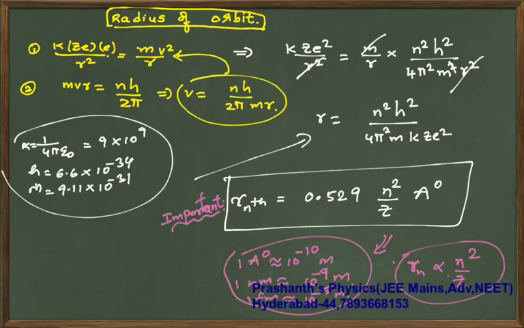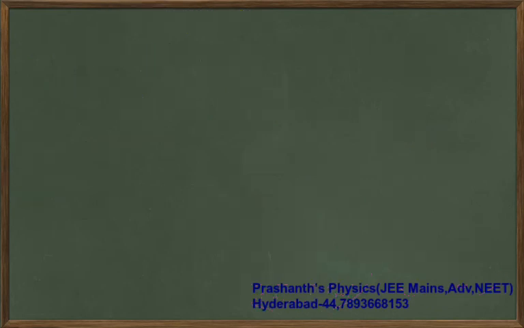Now substitute this r back into any one of the equations and you are going to get v. But still for formality's sake, the velocity of the electron in the nth orbit is given by, the end result is important, what is there?